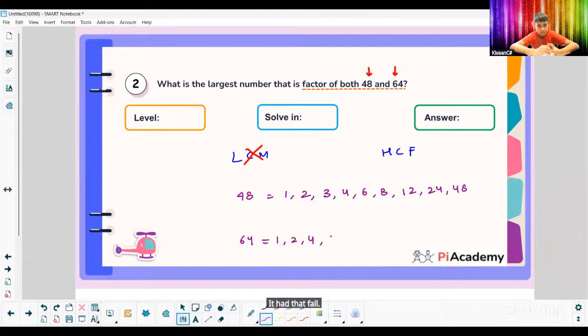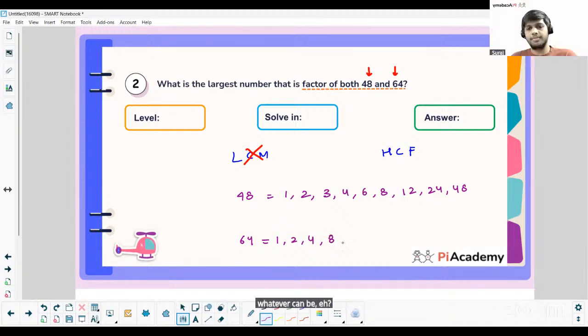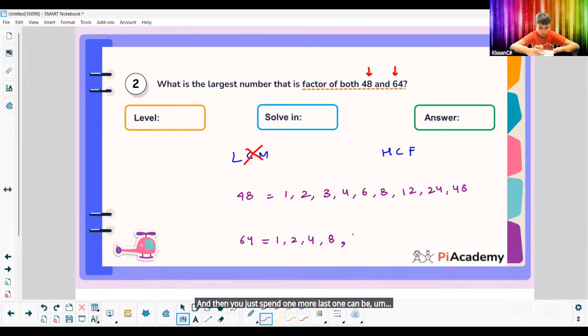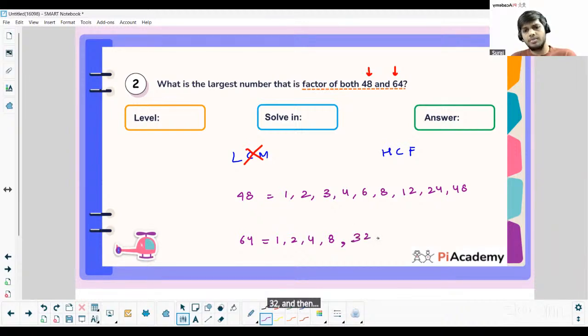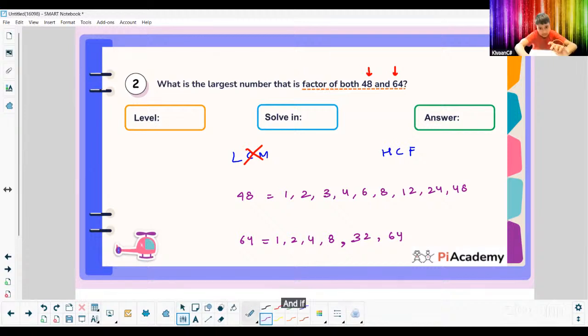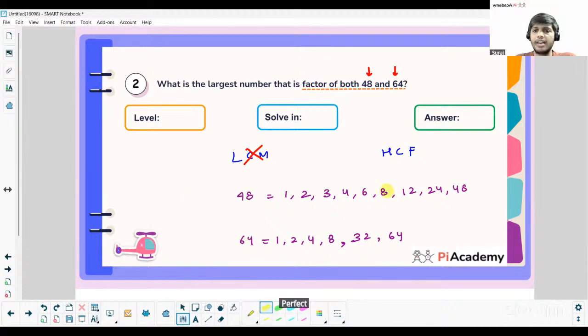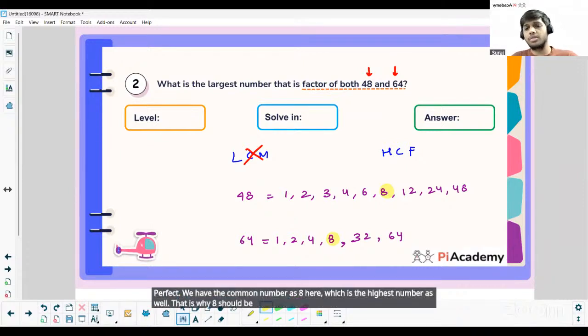You can't have 5, because a number divisible by 5 has to end in 0 or 5, and 64 doesn't, so 5 can be rejected. It can't be 6. It can't be 7. It can be 8. Correct. And then you get one more, the last one can be 32, and then 64. We just have to calculate the HCF. If you see it, it's clearly 8. We have the common number as 8 here, which is the highest number as well. That is why 8 should be the right answer for this question.